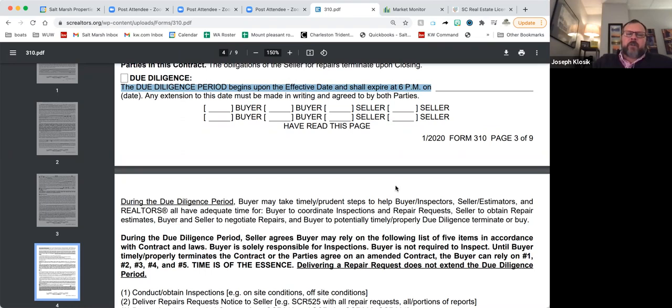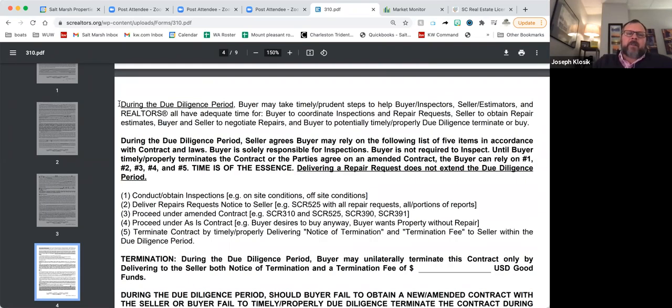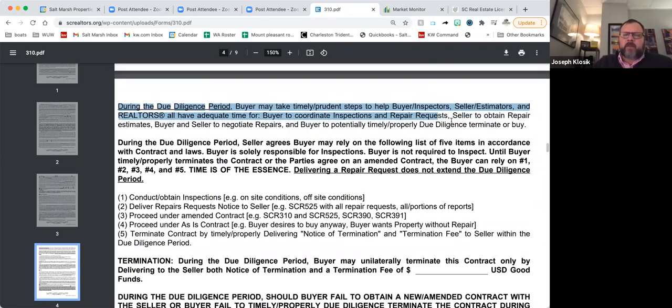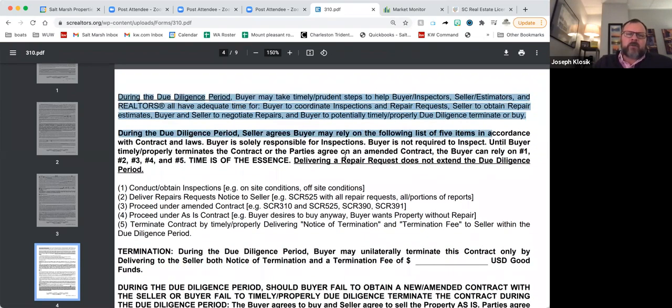So what happens during the due diligence period is mapped out pretty clearly on the next page. The buyer may take timely, prudent steps to coordinate inspections and request repairs. It also gives time for the seller to obtain repair estimates, for buyer and seller to negotiate repairs, and for the buyer to potentially timely, properly terminate the contract under due diligence, or buy. Right, so that next paragraph basically says all of this has to happen by the date above. So when you're setting that date, you want to take all of those things into consideration.